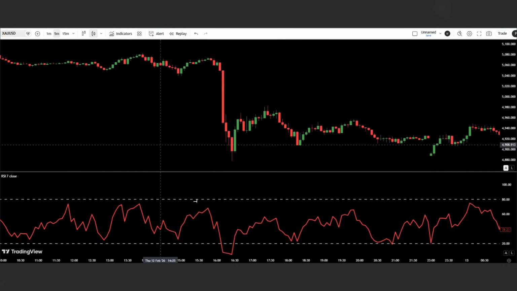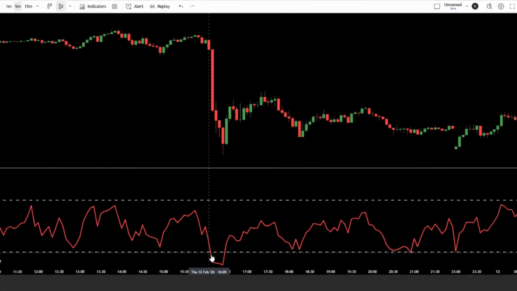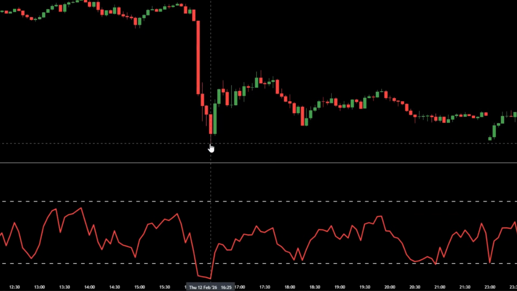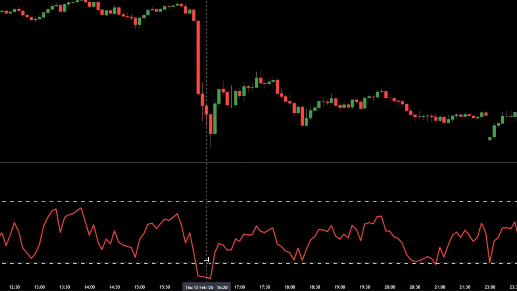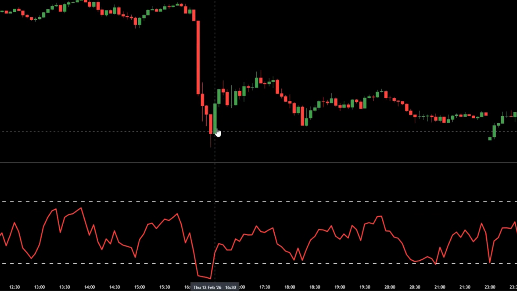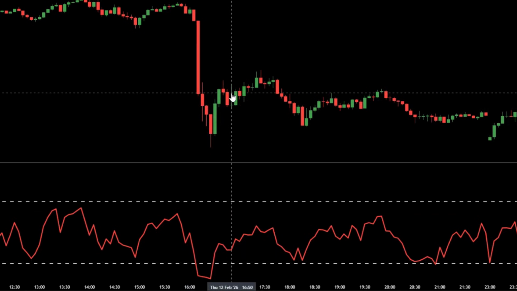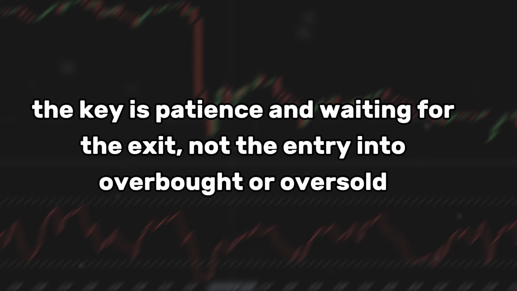Similarly, when RSI drops below 20, it's oversold. Many traders immediately think it's time to buy, but if you enter here, the downtrend might still be strong and you can get trapped. Wait until RSI rises above 20. This is your buy signal because the selling pressure is decreasing and the price has room to move up. So remember, the key is patience and waiting for the exit, not entering into overbought or oversold. This small change in how you read RSI makes a huge difference for your trades and helps you avoid the classic traps that catch so many beginners.